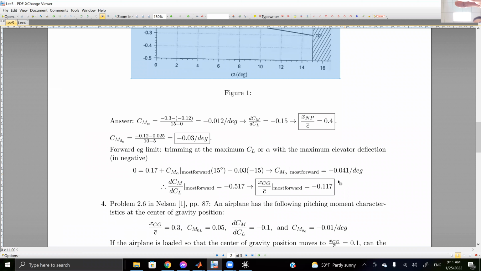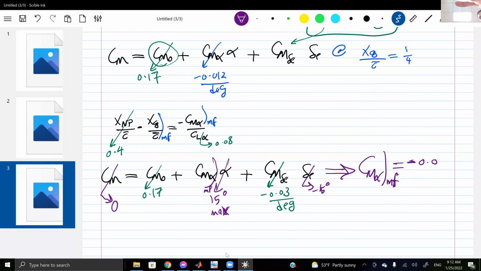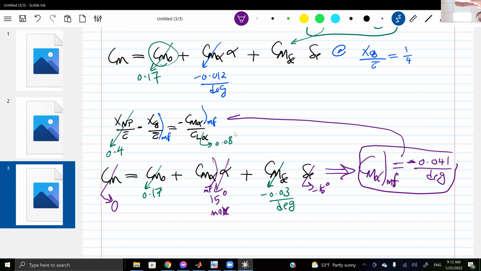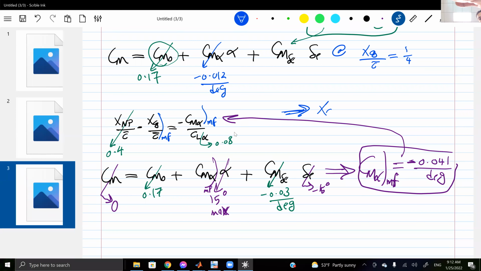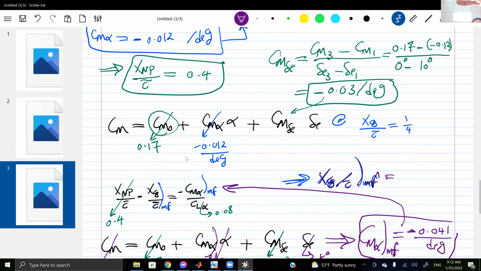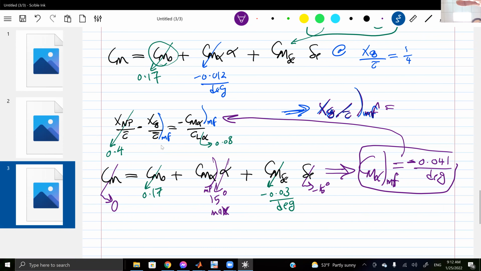CM alpha is negative 0.041. Yes. So it's per degree from this equation. So you can see that it's almost 3-4 times this slope. So simply I'll get this here, put it there to get the CG most forward. Most forward. Maybe I use the same. Should be larger or smaller than the regular CG. The regular CG was at quarter chord. This should be larger or smaller. Any expectation?